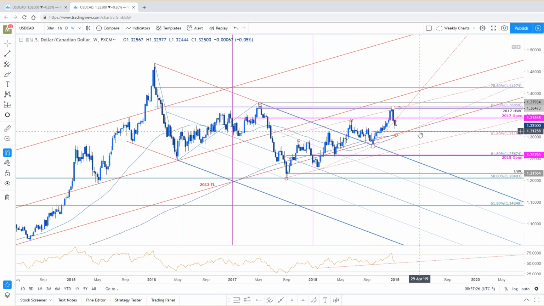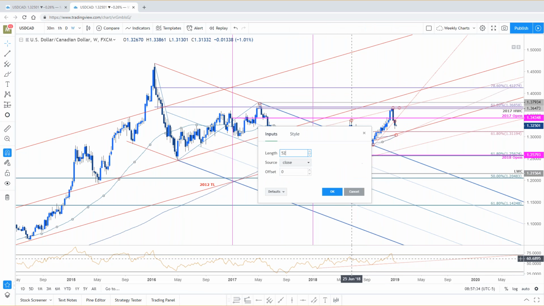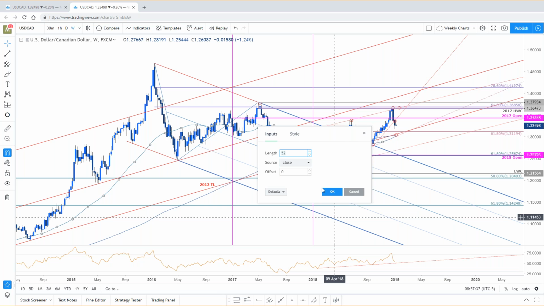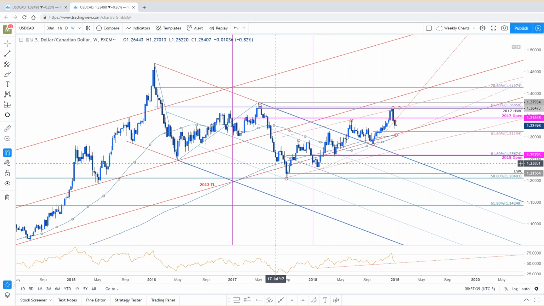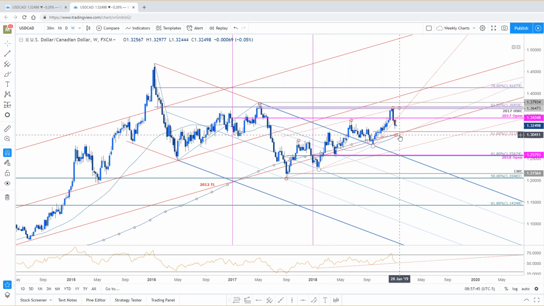31.20, 31.19 is a 618. Huge support barrier down here. Basic trendline support off last year's low. 52 week moving average, 200 week moving average, all converge right down here.